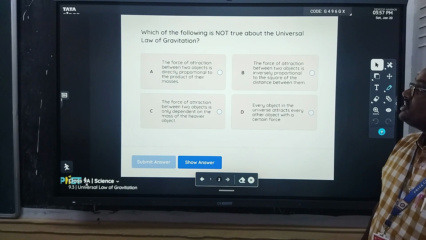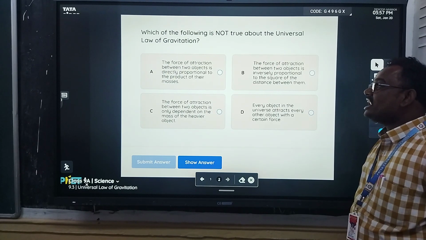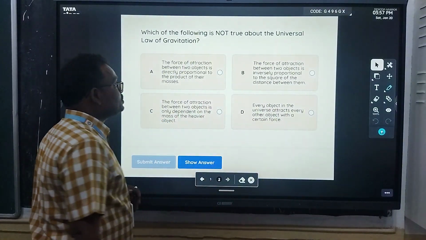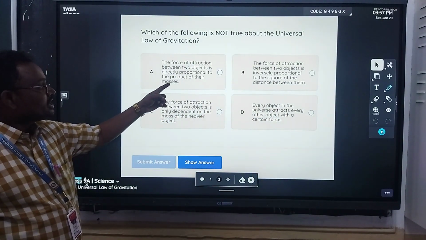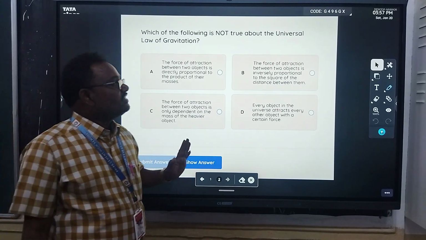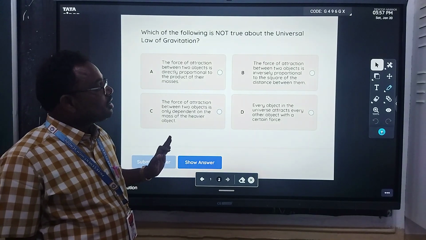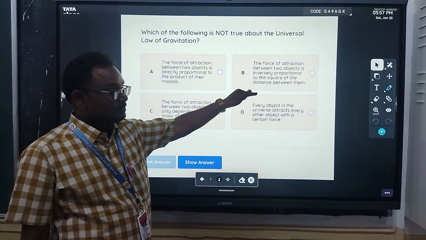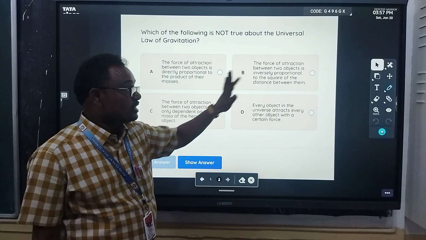Which of the following is not true about the universal law of gravitation? The force of attraction between two objects is directly proportional to the product of their masses. This we know already; this is true. Second one, the force of attraction between two objects is inversely proportional to the square of the distance between them. So this is also true, only d square is there.